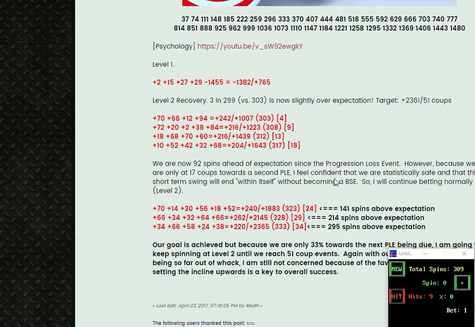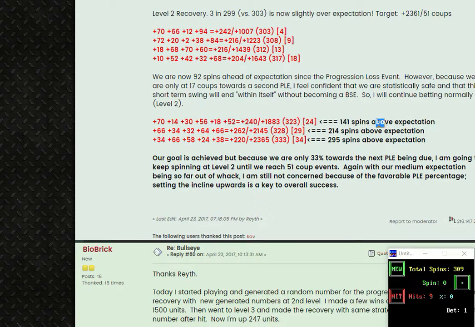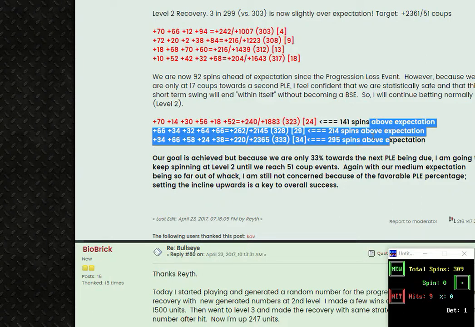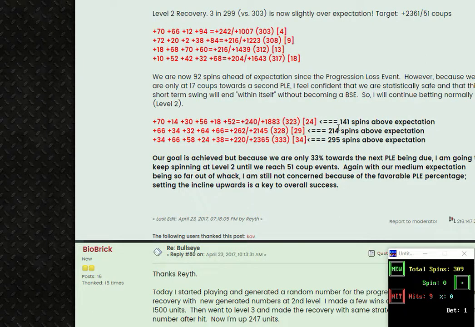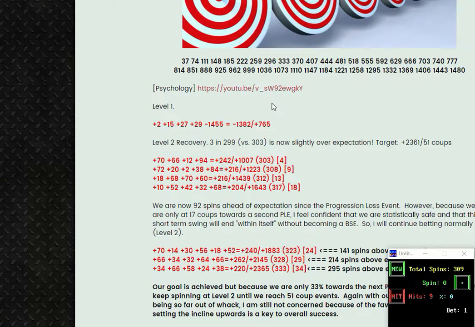Everything's going great. All right, here's where we start having problems. So this is excellent. Above expectation. That's what we want. Above expectation. That's the HS ratio, that's exactly what we want. Spins to hits ratio. Let's see what happened here. We got hit with a progression loss event.